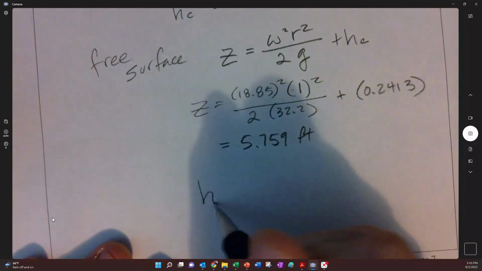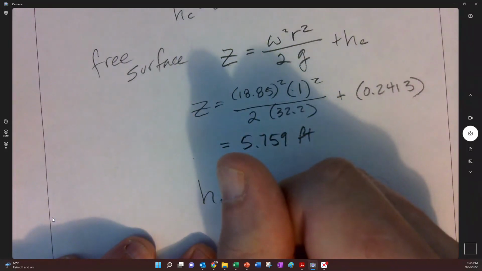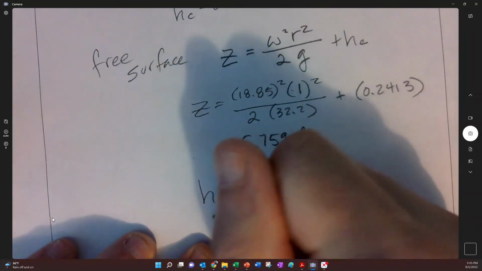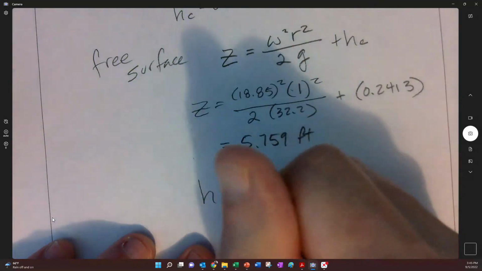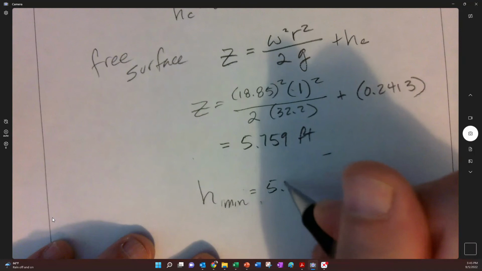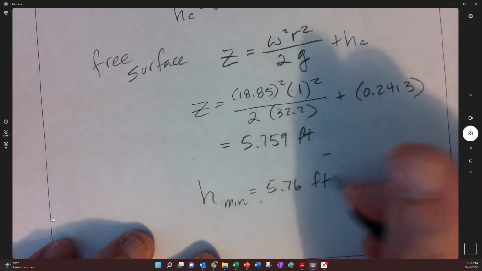And so in a similar way, the maximum, or the minimum, we should say, the minimum height that we have to have has to be 5.76 feet in order for this thing not to start spilling out.